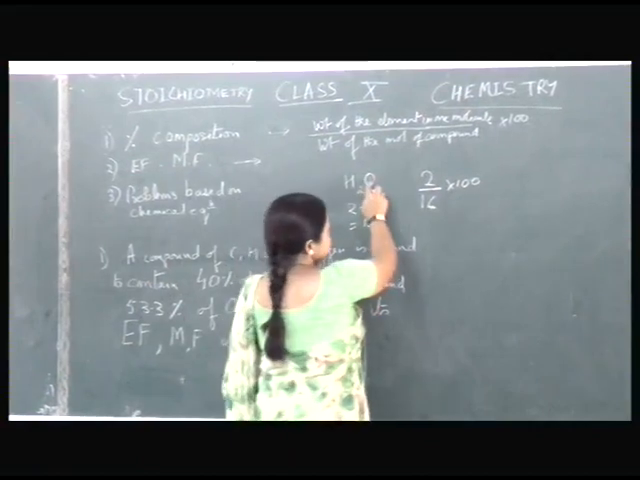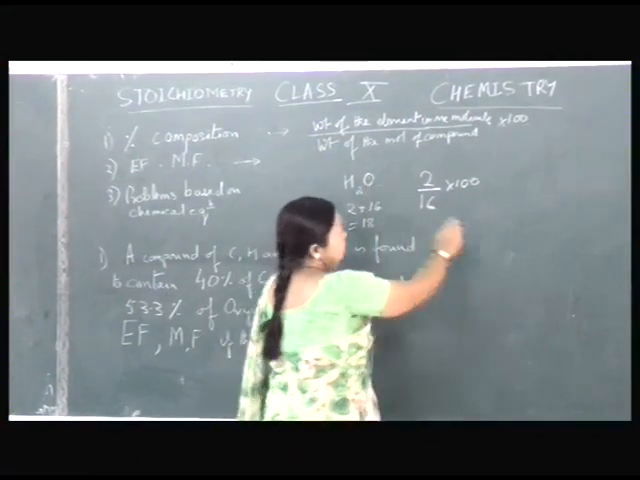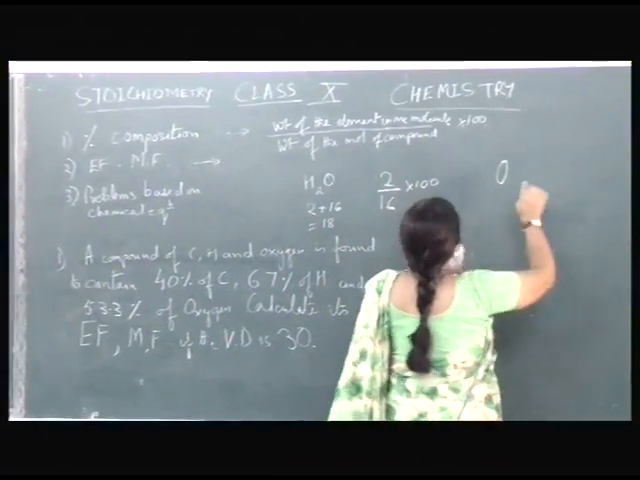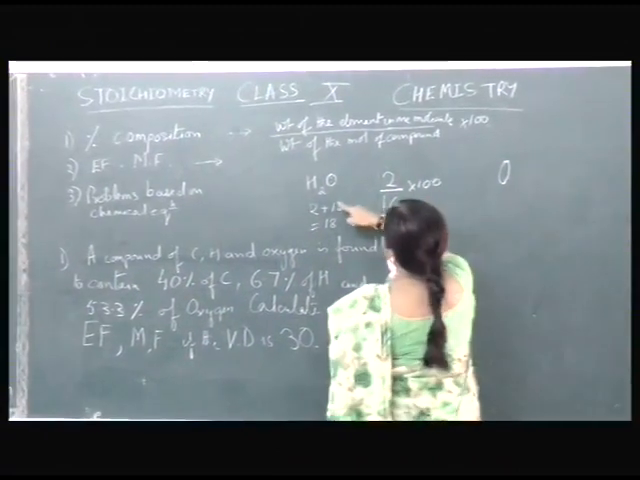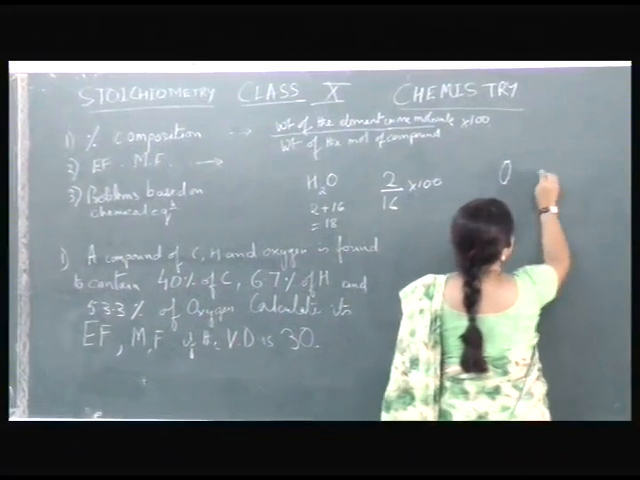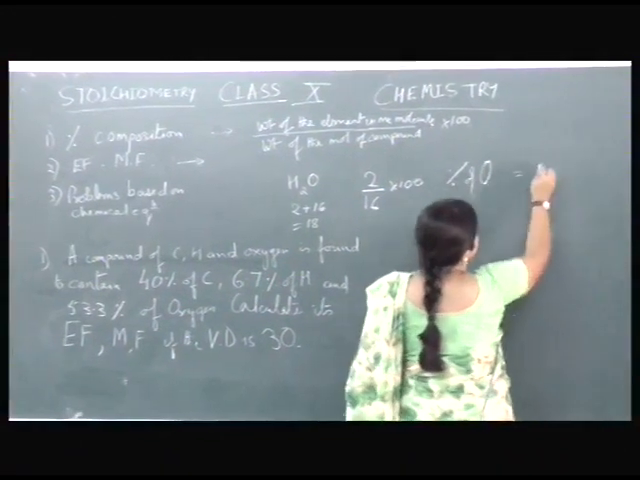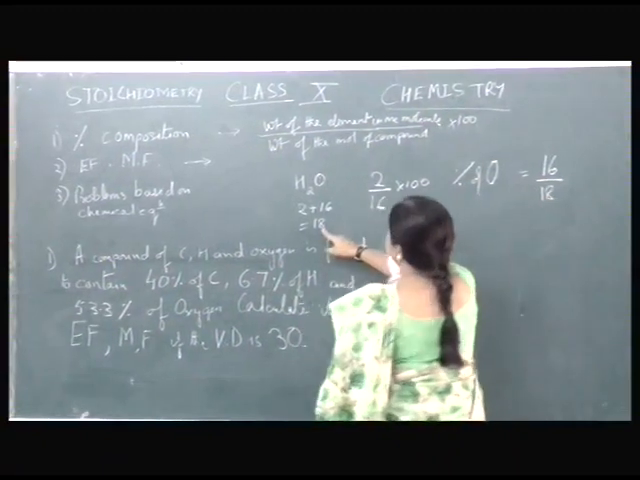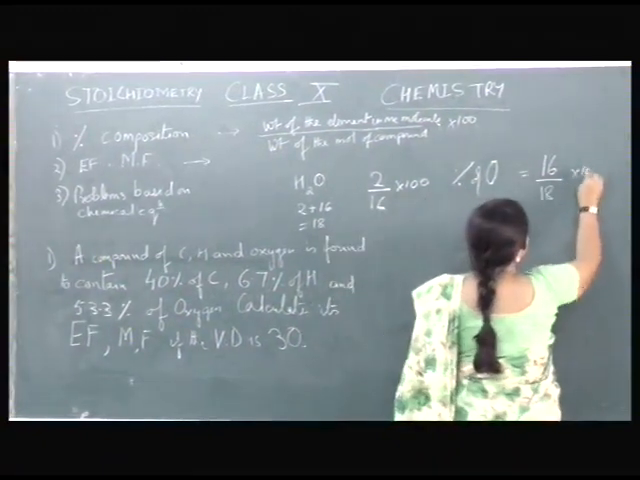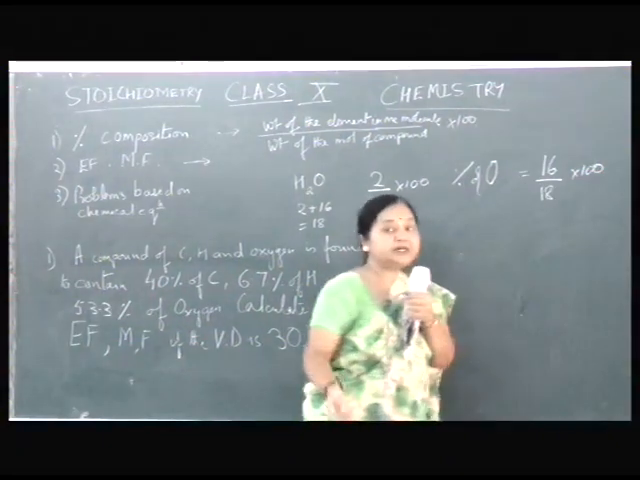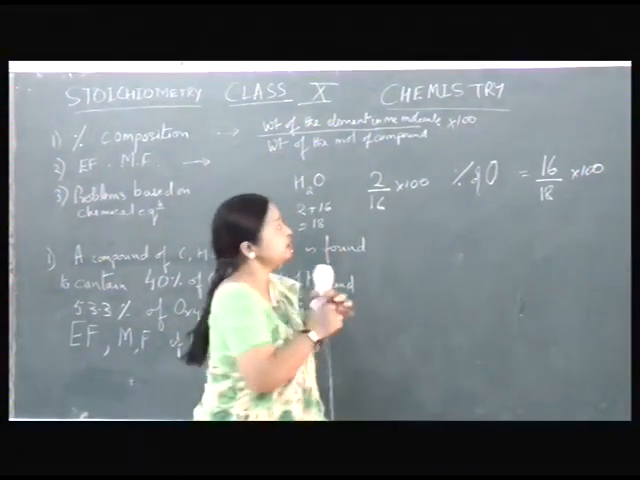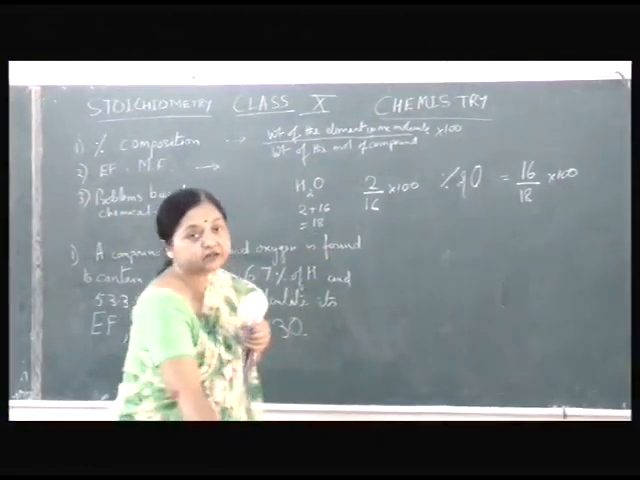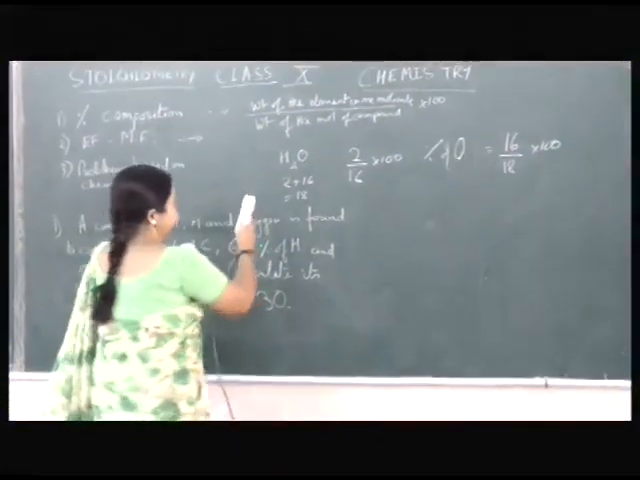If you have to calculate the percentage of oxygen, then weight of oxygen present in one molecule, what is the weight of oxygen present? 16. So percentage of oxygen will be 16 upon total weight of the molecule, that is 18, into 100. And percentage composition means percentage of each element present in the compound. This in the first chapter of class 9 you all have done, if you remember.